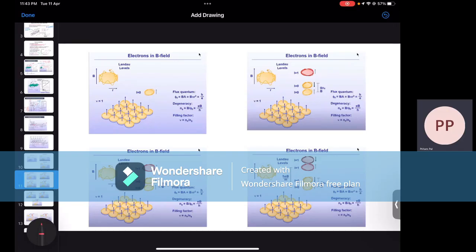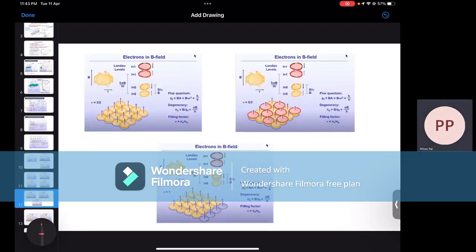So if I have a filling factor of 3 halves, look at this condition, this 3 halves. It means that on average, there are 3 electrons for every 2 flux quanta. So the lowest Landau level is filled for every electron, and the next highest level is half occupied. Then here's the filling factor, nu equals 5 by 2.